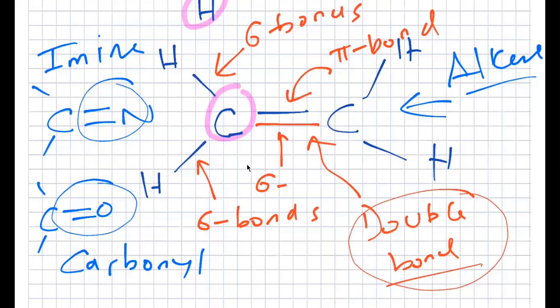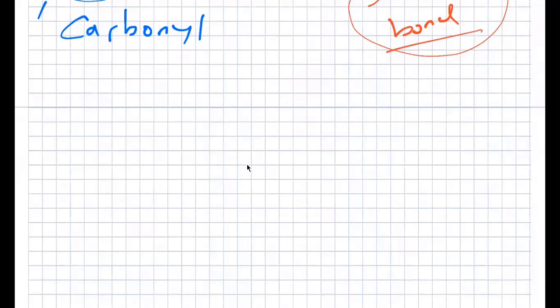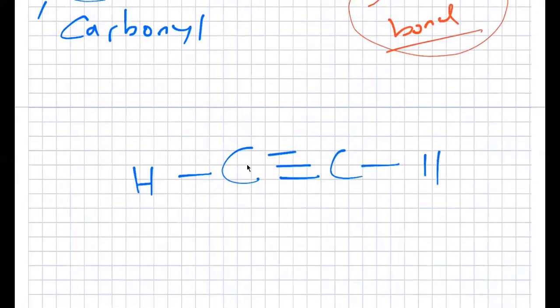All right, so you can have a double bond. It can also make triple bonds, right? So this carbon right here, how many bonds does it have to it?